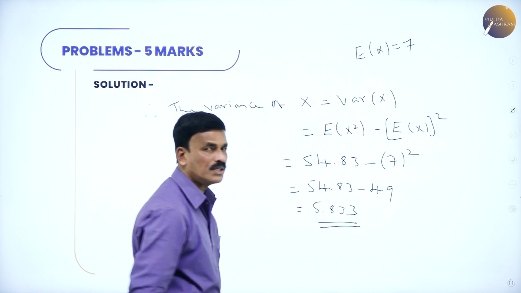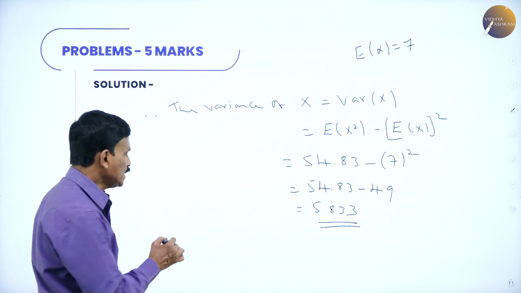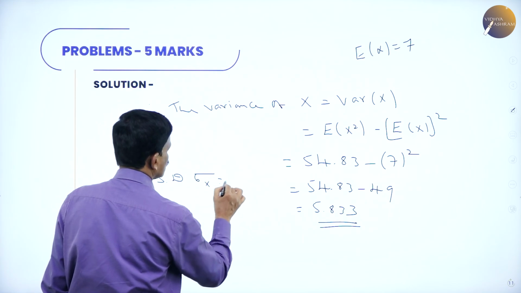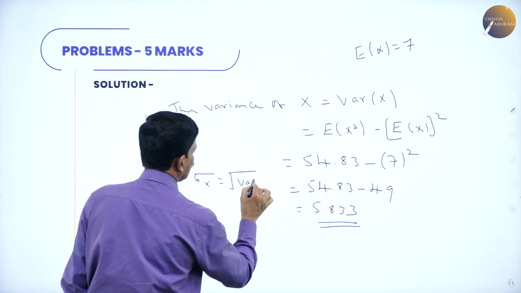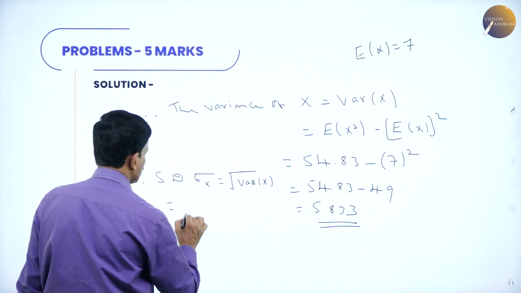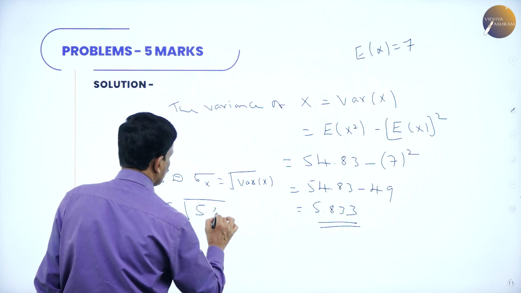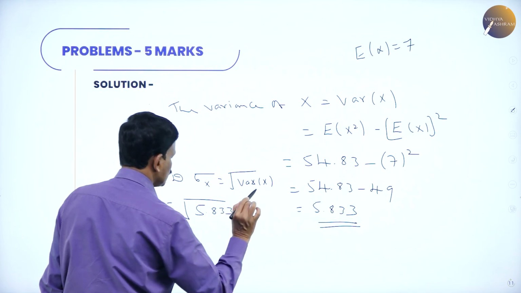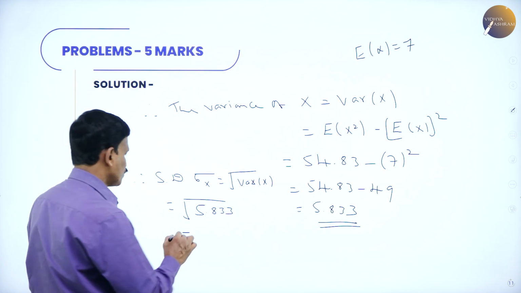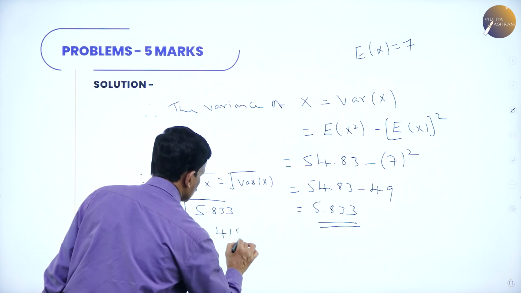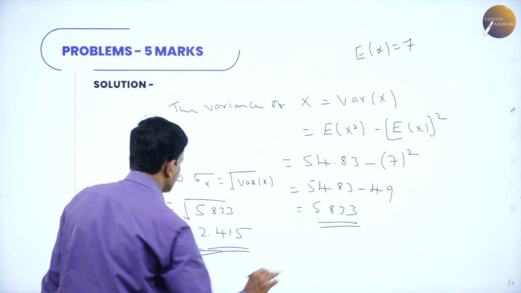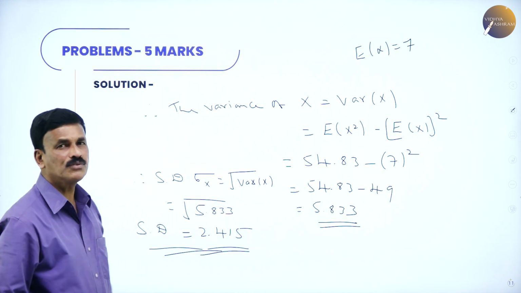So we get 5.833. Therefore, the standard deviation sigma x is given by the square root of variance of x. So that is equal to the square root of 5.833, which is nothing but 2.415. Therefore, the standard deviation for the given problem is 2.415.